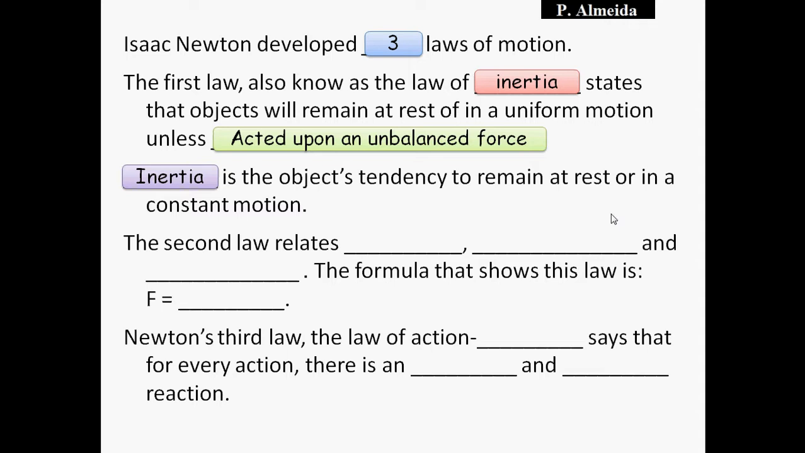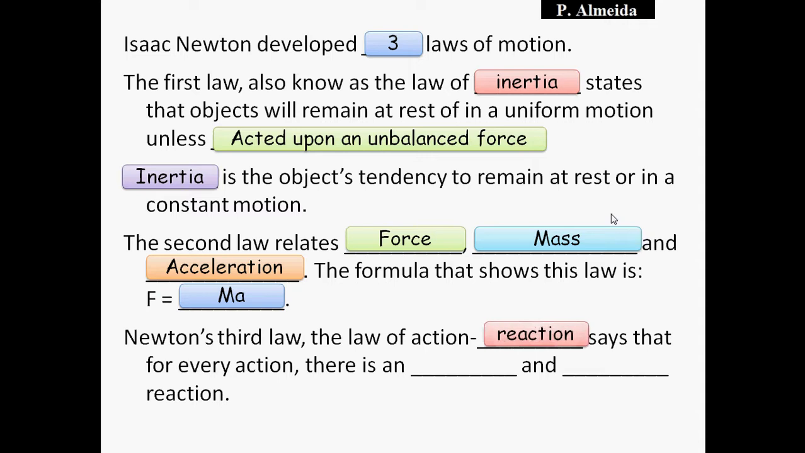The second law relates force, mass, and acceleration. And the formula that shows this law is force equals mass times acceleration. And then Newton's third law is the law of action-reaction. And it says that for every action there is an equal and opposite reaction, okay?